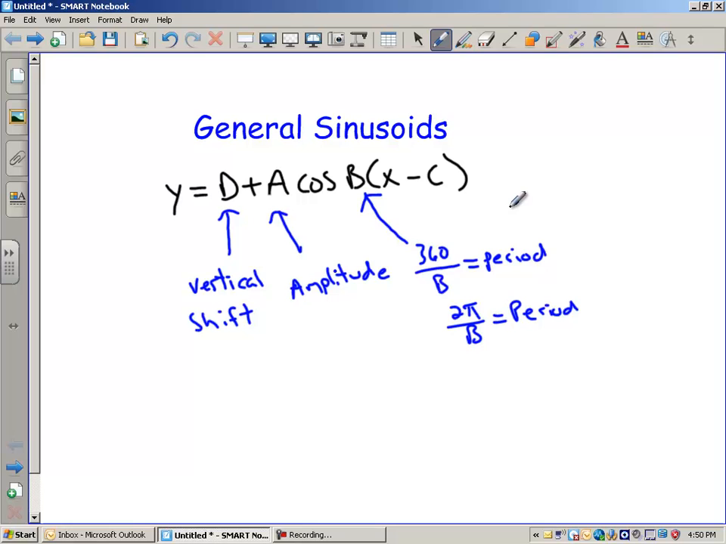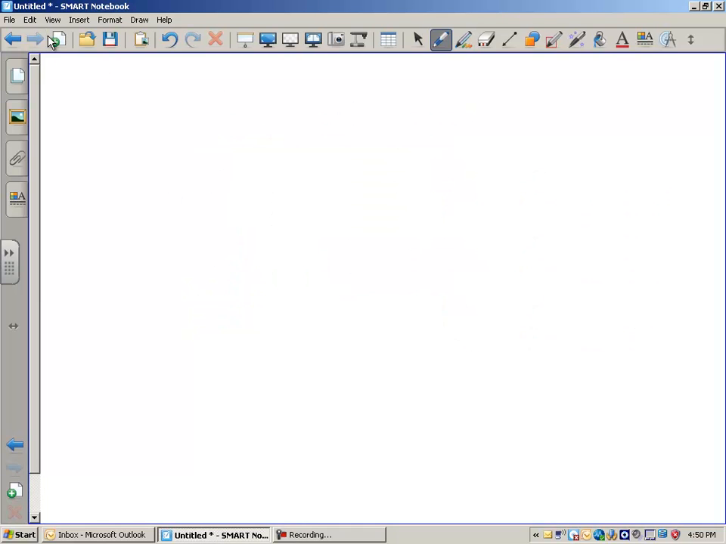And the last thing we have here is something called a phase shift. And you know that that is in the parentheses, it works backwards of what you think. If it's minus c, we've actually moved it to the right. This is sometimes called a horizontal shift. So we're moving it right or left. So let's just get after this and do an example.